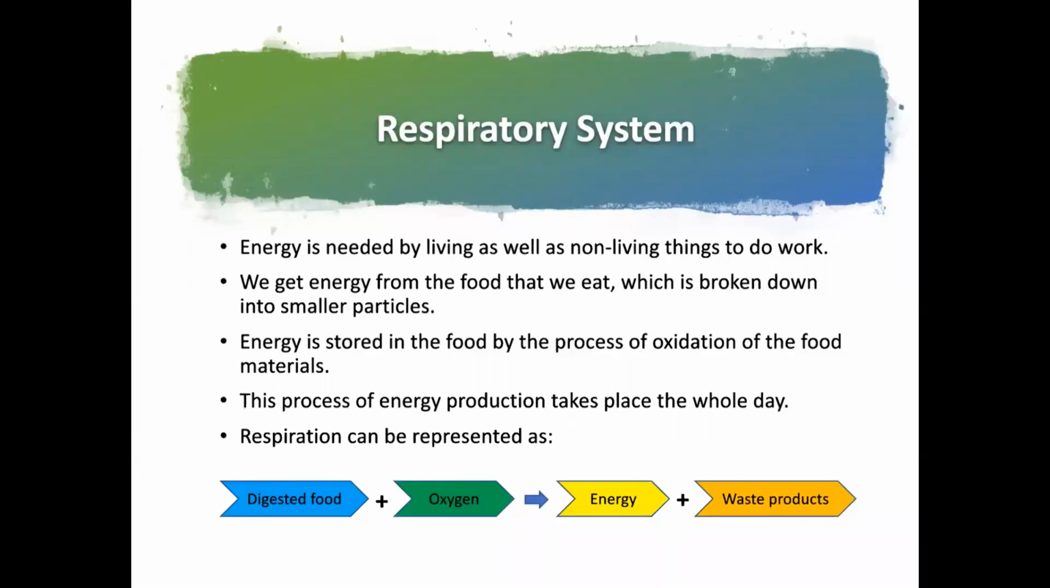The food we eat is broken down into simpler forms during digestion. The digested food is then absorbed by the walls of the intestine and carried by blood to different parts of the body. This process of energy production takes place the whole day. That's obvious, right? Respiration can be represented as digestive food plus oxygen, arrow, energy plus waste products. So this is how you can represent respiration.